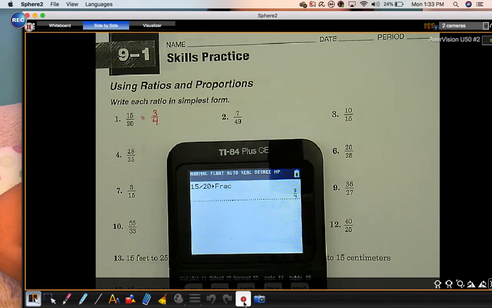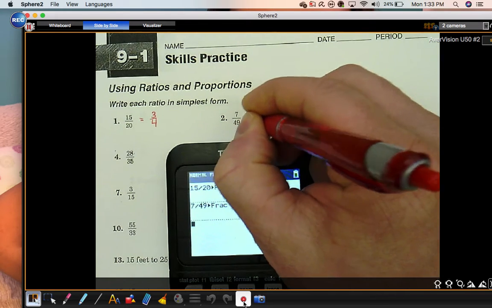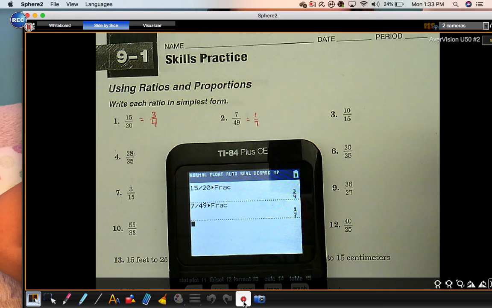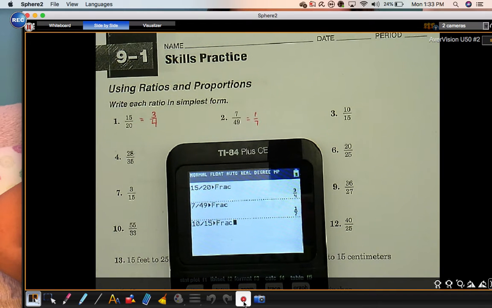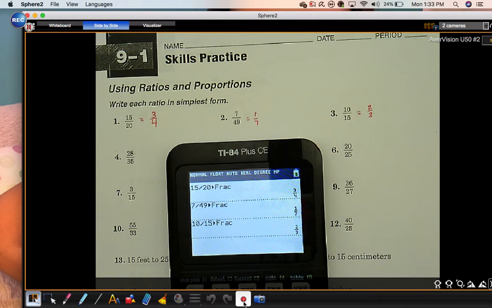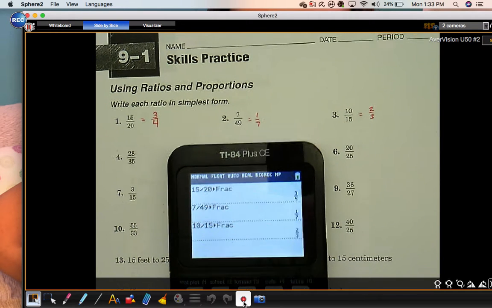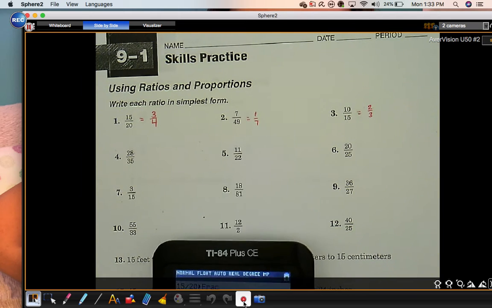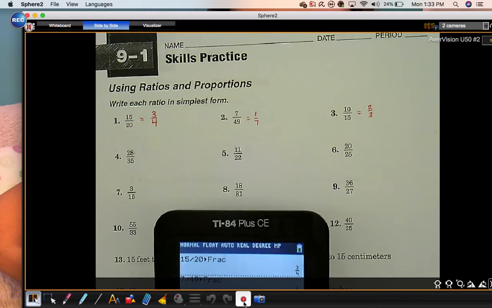Okay, so we'll do these ones together. That's all you do with this section. Use your calculator and reduce each ratio.